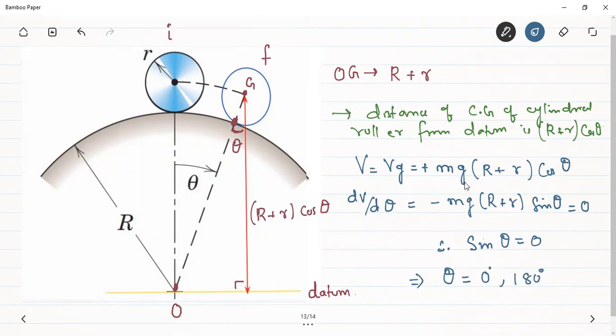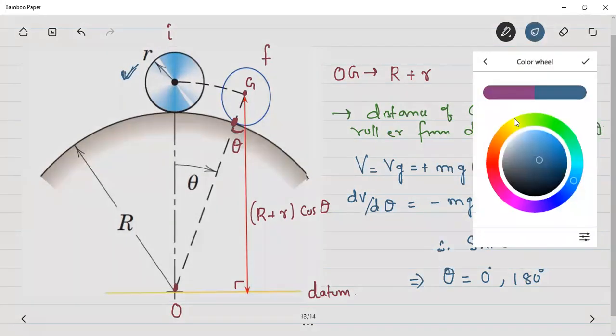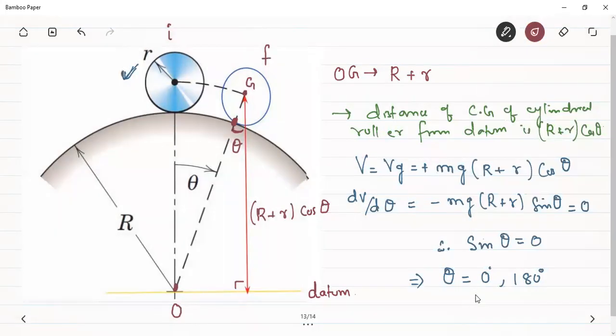Now see, in this question, it is asked that we explain the stability at this position. At this position, theta is equal to zero. We can clearly see that in this position, theta is equal to zero. Therefore, actually, we'll be interested only in this value of theta, that is theta is equal to 0 degree. We want to check the stability.